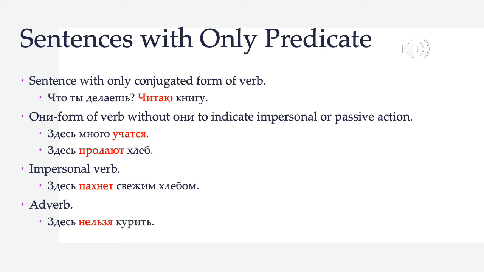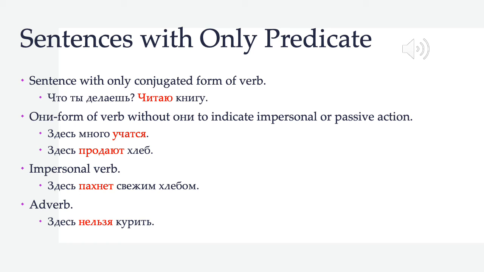We just say здесь много учатся, the они form of учиться without они, to indicate that in general this kind of action is done. We could also say, for instance, здесь продают хлеб. Bread is sold here. And literally you're saying, here they sell bread, but we leave out the они. We just use the они form of the verb with no pronoun, and it has this meaning of bread is sold here.